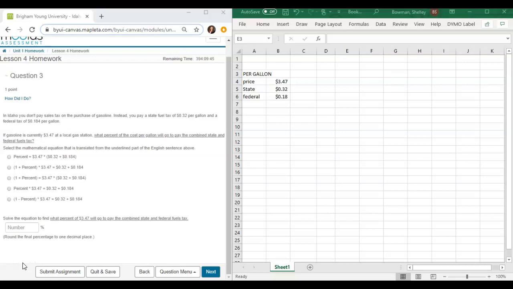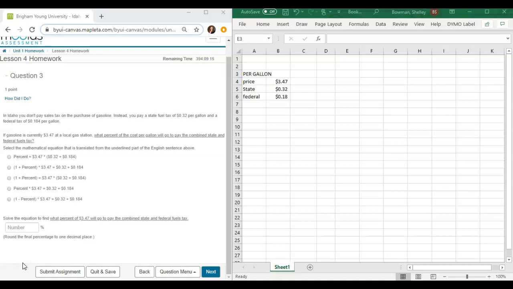In Idaho, you don't pay sales tax on the purchase of gasoline. Instead, you pay a state fuel tax of 32 cents per gallon and a federal tax of 18.4 cents per gallon, or 0.184 cents per gallon, either way you want to read that. If gasoline is currently $3.47 at a local gas station, what percent of the cost per gallon will go to pay the combined state and federal fuels tax?